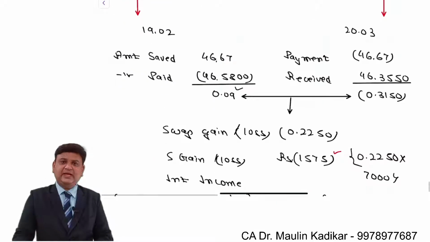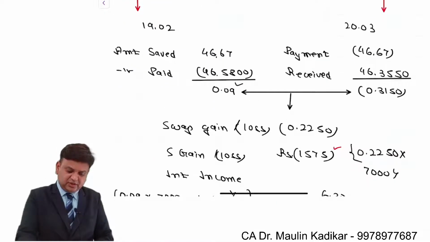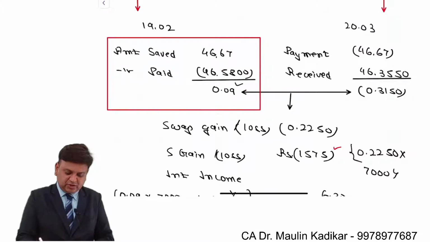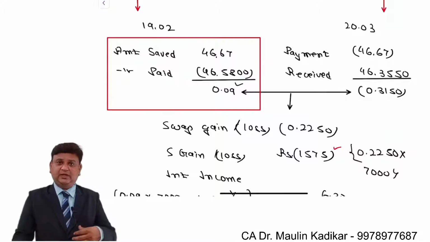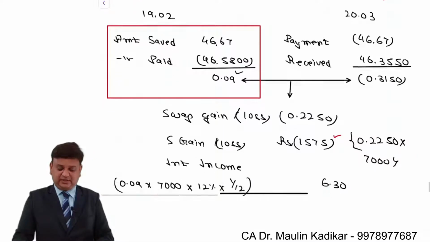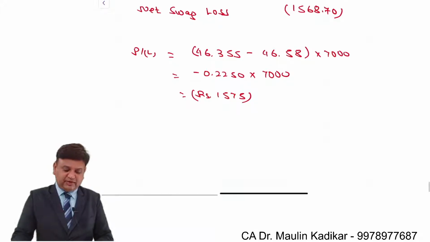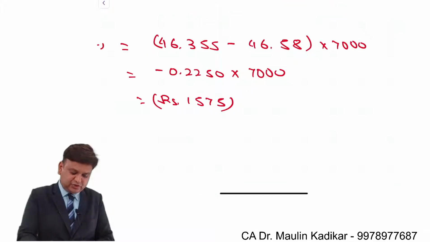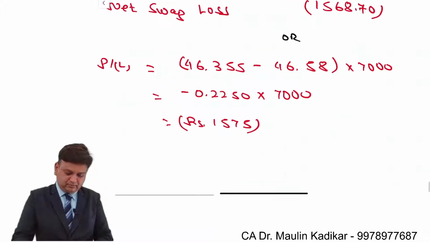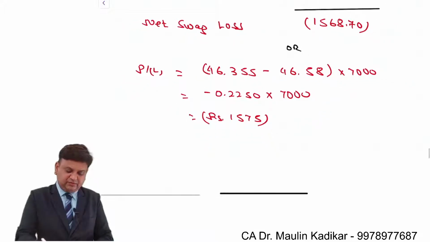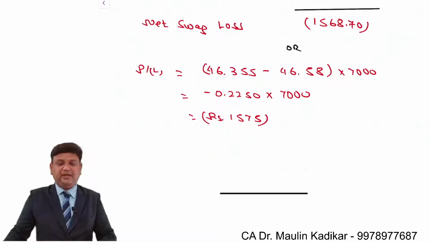For the purpose of making calculation of the interest, you need to prepare an additional working of what is the profit or loss on 19th of February. On 19th of February you have a profit. So on that amount of the profit, you have to compute the interest separately. That is also a way by which you can present the answer. Whatever method is more convenient to you, that you can apply for calculation of the answer.